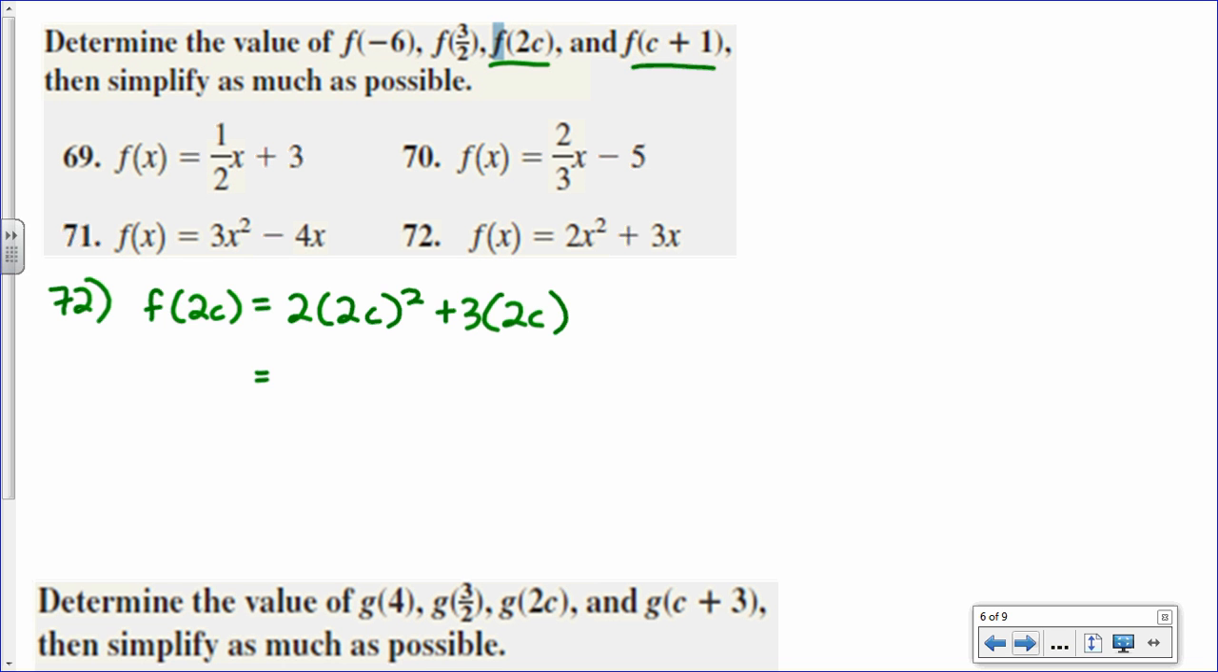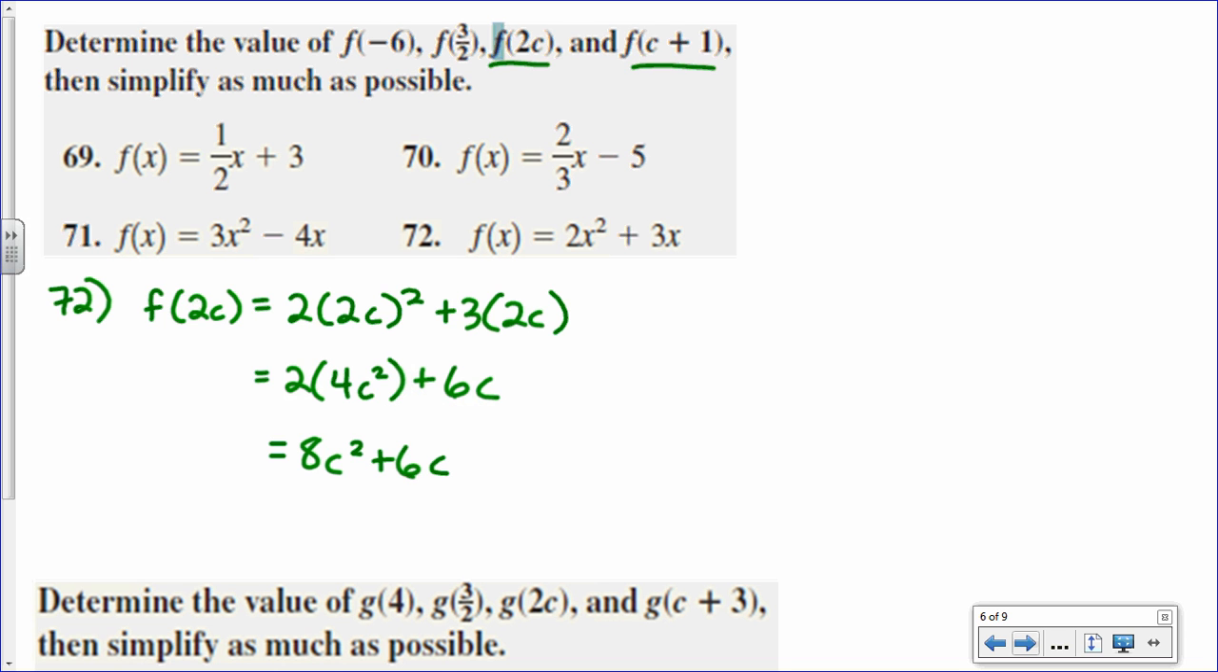Okay, so if I do 2c squared, remember if you have an exponent outside of parentheses and you multiply inside, you can distribute it. So you have to square the 2 and the c. So you have 4c squared. And then 3 times 2c is 6c. 2 times 4c squared is 8c squared plus 6. We're multiplying out, not factoring, so don't factor something out now. Okay? We're multiplying this out.